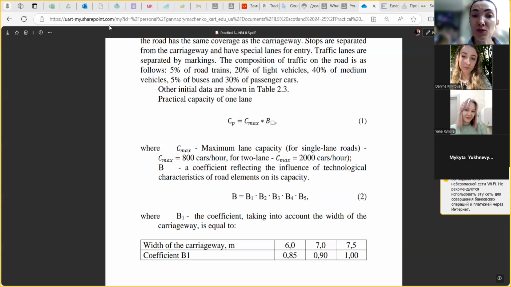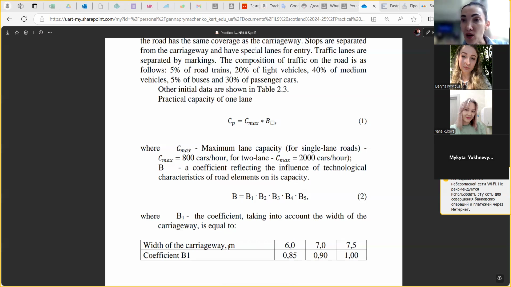So, coefficient b with index 1, it is the coefficient. We can show it under our formula number 2. It is the coefficient taking into account the width of the carriageway. And we look at this table. The width of the carriageway we can find in our table 2.3. It is information in meters, so we find how many meters the width of the carriageway is for your variant.